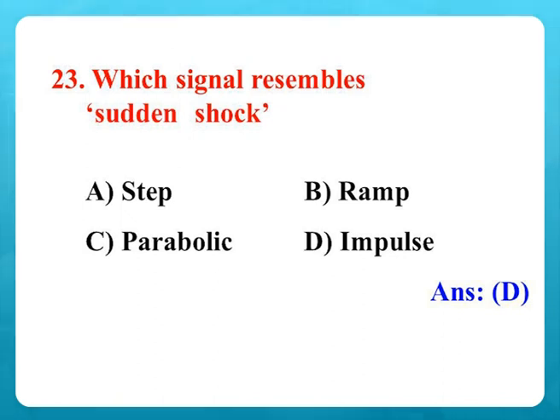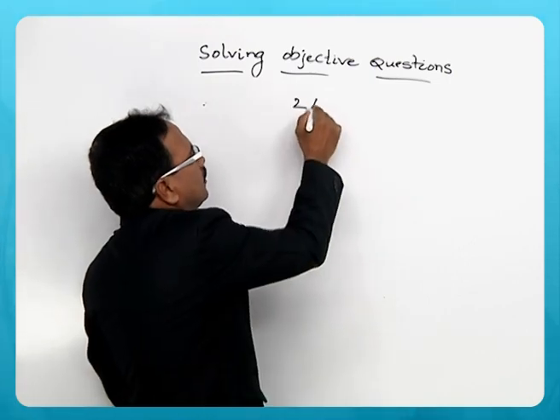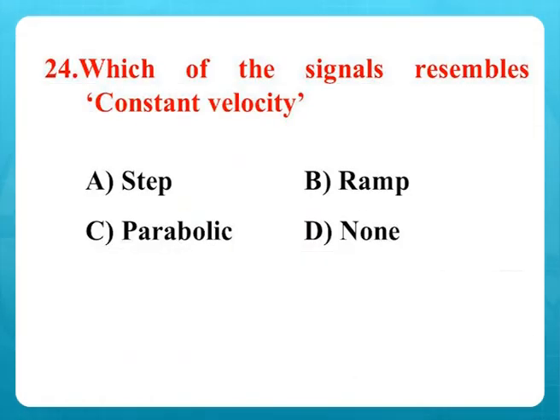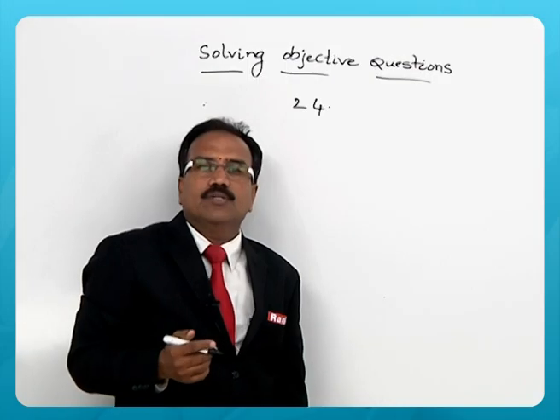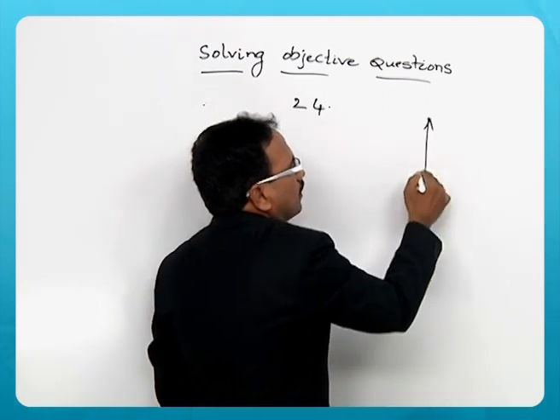Impulse signal, option D is the right answer. Now the next question is 24. Which of the signals resembles constant velocity? So here the constant velocity is the signal.